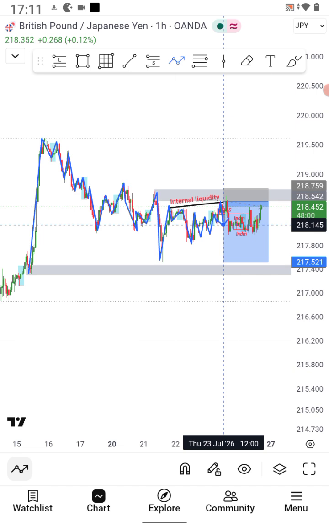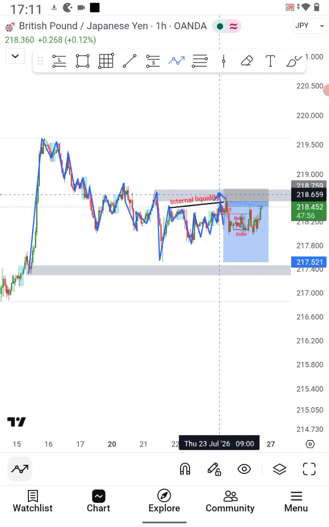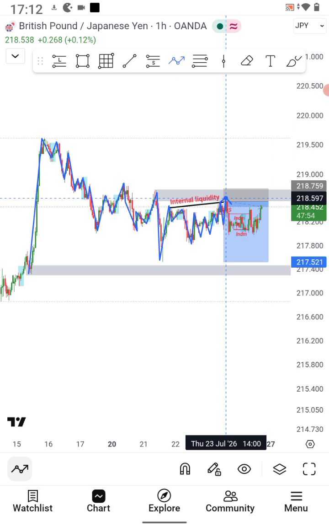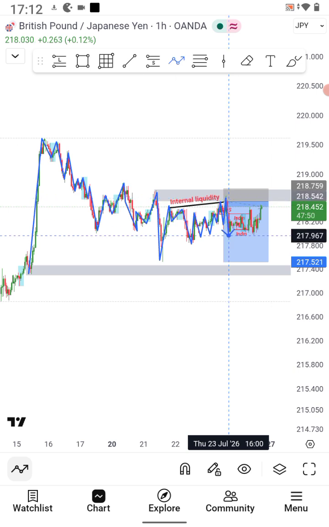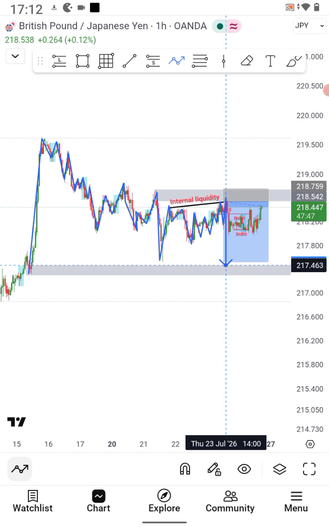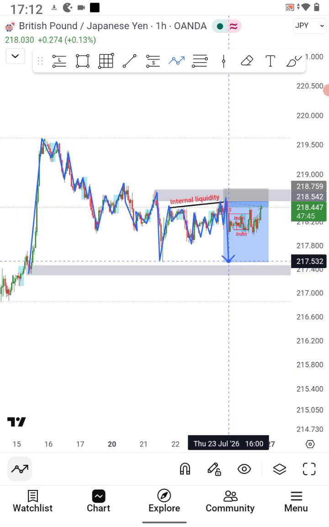Then it came here, swept all this internal liquidity. So when it sweeps that lower high, all the internal liquidity, it taps into whatever is there. I'm expecting it to drop at least to create a new lower low, or at least sweep this. So that is why I took this sell. That's where I placed it, and funny enough, market went there, tapped and dropped.